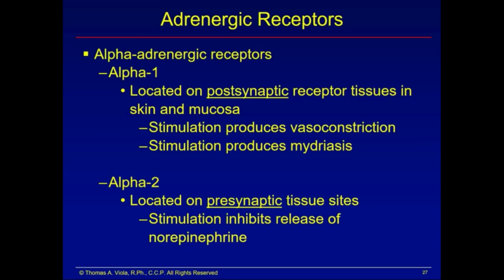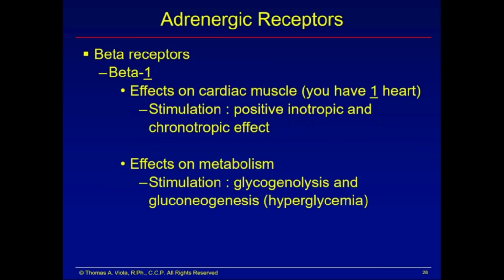Okay, hold on, alpha 2. We'll come back to that. Let's talk about the beta receptors. Beta 1, beta 2. Okay, well, first thing is, where are they located? Beta 1 receptors on your heart. You have one heart, beta 1, right?